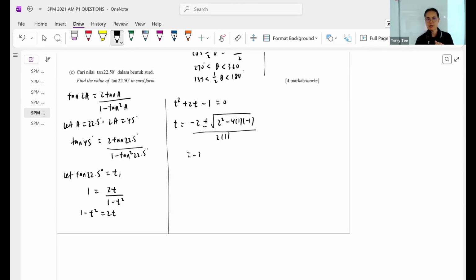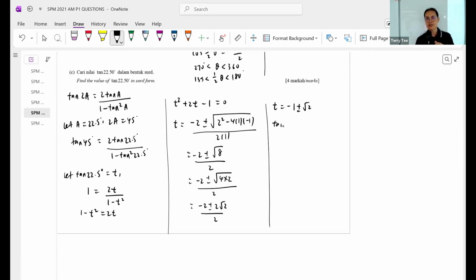So this will give us minus 2 plus minus square root of 2 squared is 4, 4 plus 4, 8, divided by 2. Can you simplify root 8? Think of two numbers: 4 times 2. Can we square root 4? 2. So 2 root 2 divided by 2. So what is t? Minus 2 divided by 2 is 1, so this will be minus 1 plus minus root 2.